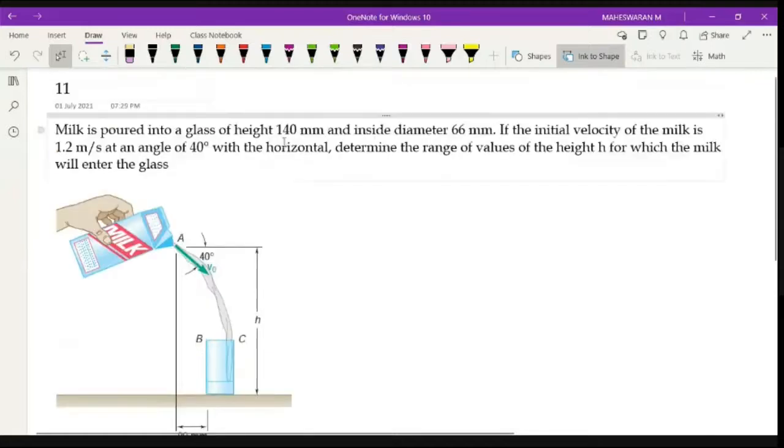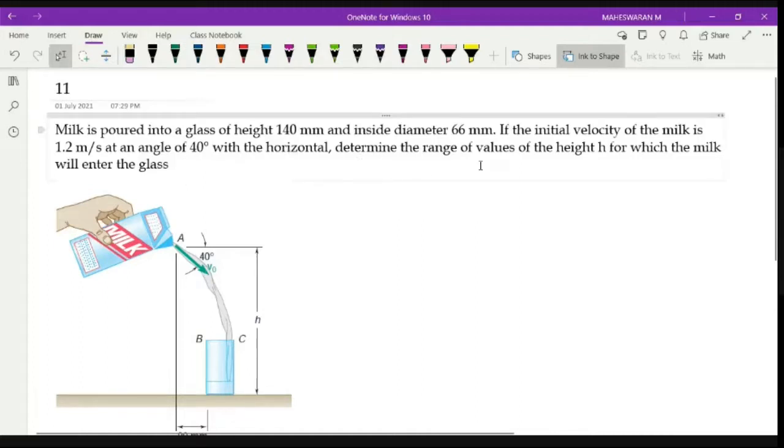They mentioned what is the height, 140 mm. So the height is what they mentioned is this location H, right? No, no, they mentioned what is the height of the glass, right? So the milk is poured into a glass of height 140 mm. The height of the glass is 140 mm, and the inside diameter is also given, which is, sorry, 66 mm. Initial velocity is given, which is 1.2 meter per second, and the angle is also given, which is 40 degree.